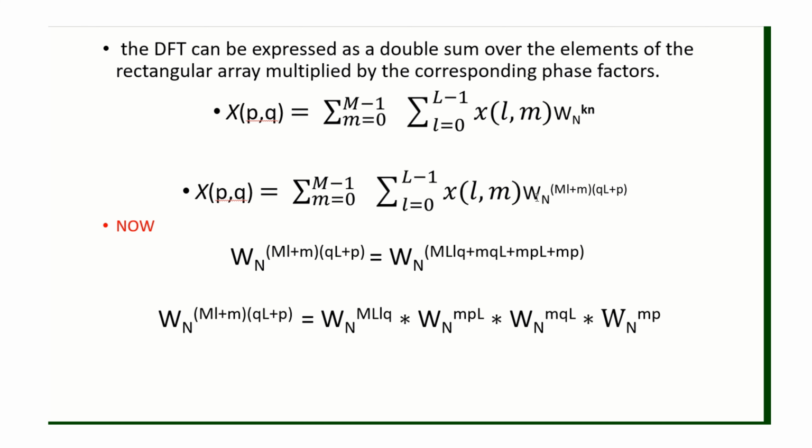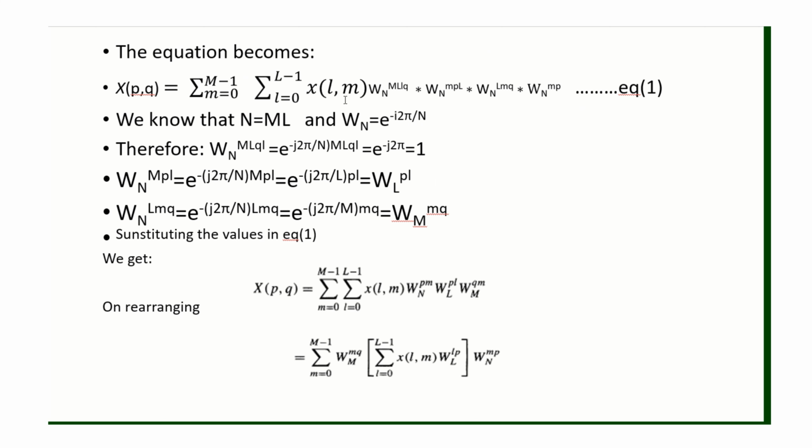Now just consider this equation for better understanding. If we multiply Ml plus m into ql plus p, we are going to get this equation. If you want to calculate, please pause the video for one time and calculate it so that you will have a better idea about what we are going to discuss. So after calculating, we are going to get the omega N power something like this. So we already know Ml is nothing but N and n equal to Ml. So this is the equation we are going to get as mentioned above.